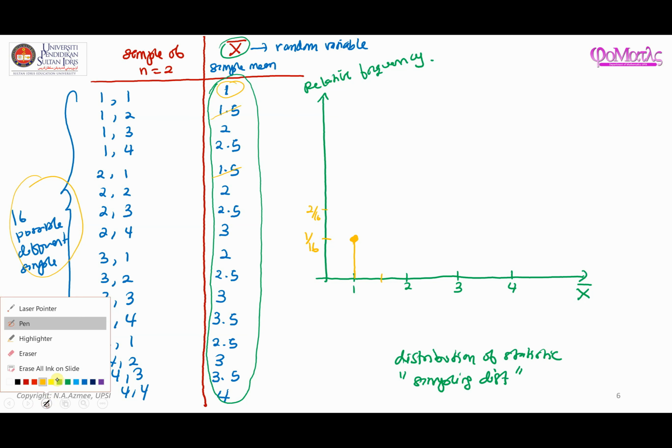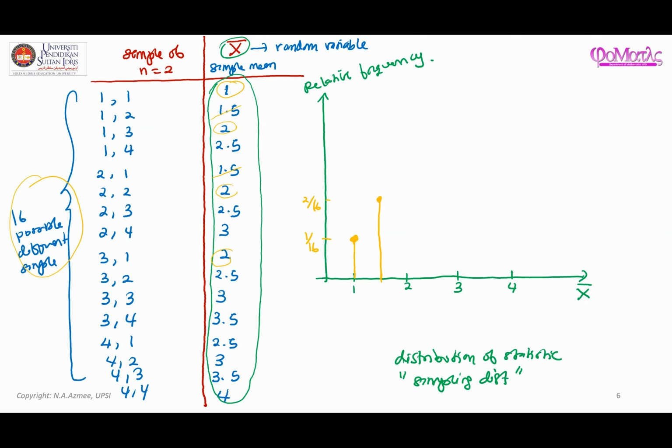So 1.5, 2 times, so 2 over 16 is at this position. Oh no, sorry, let us make it a bit higher. Okay, so roughly it will be at this position, yes, 2 over 16. Next, you can see 2 happens 3 times out of 16. So here it will be at this point maybe, that is 3 over 16.